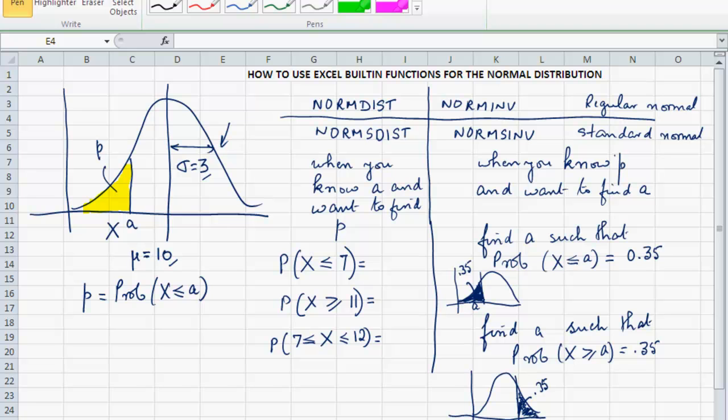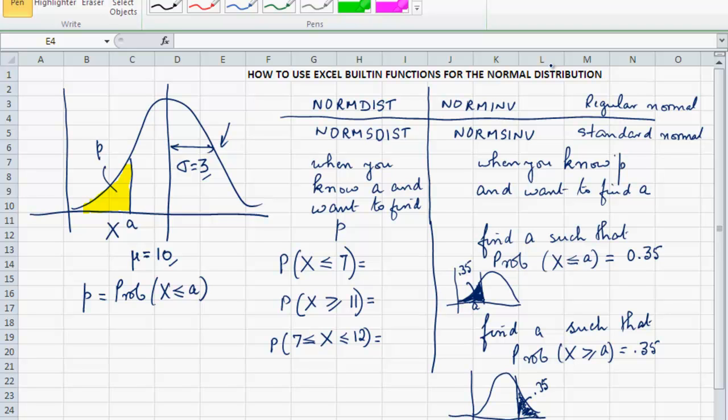Now, there are 4 built-in functions that Excel provides to deal with the normal distribution, and you can categorize them in a systematic way, to help us remember what they are. One set of built-in functions ends in the word dist, so you can see NORM.DIST, NORM.S.DIST. The other pair ends in inv, inverse: NORM.INV, NORM.S.INV.